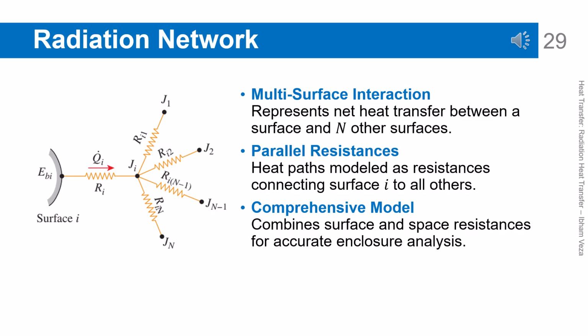Radiation network representation. A radiation system with many surfaces can be modeled as a resistance network. Each surface is connected to other surfaces through space resistances. In addition, each surface also has its own surface resistance. This model allows calculation of the net heat transfer at each node. With this approach, complex enclosures can be analyzed systematically.